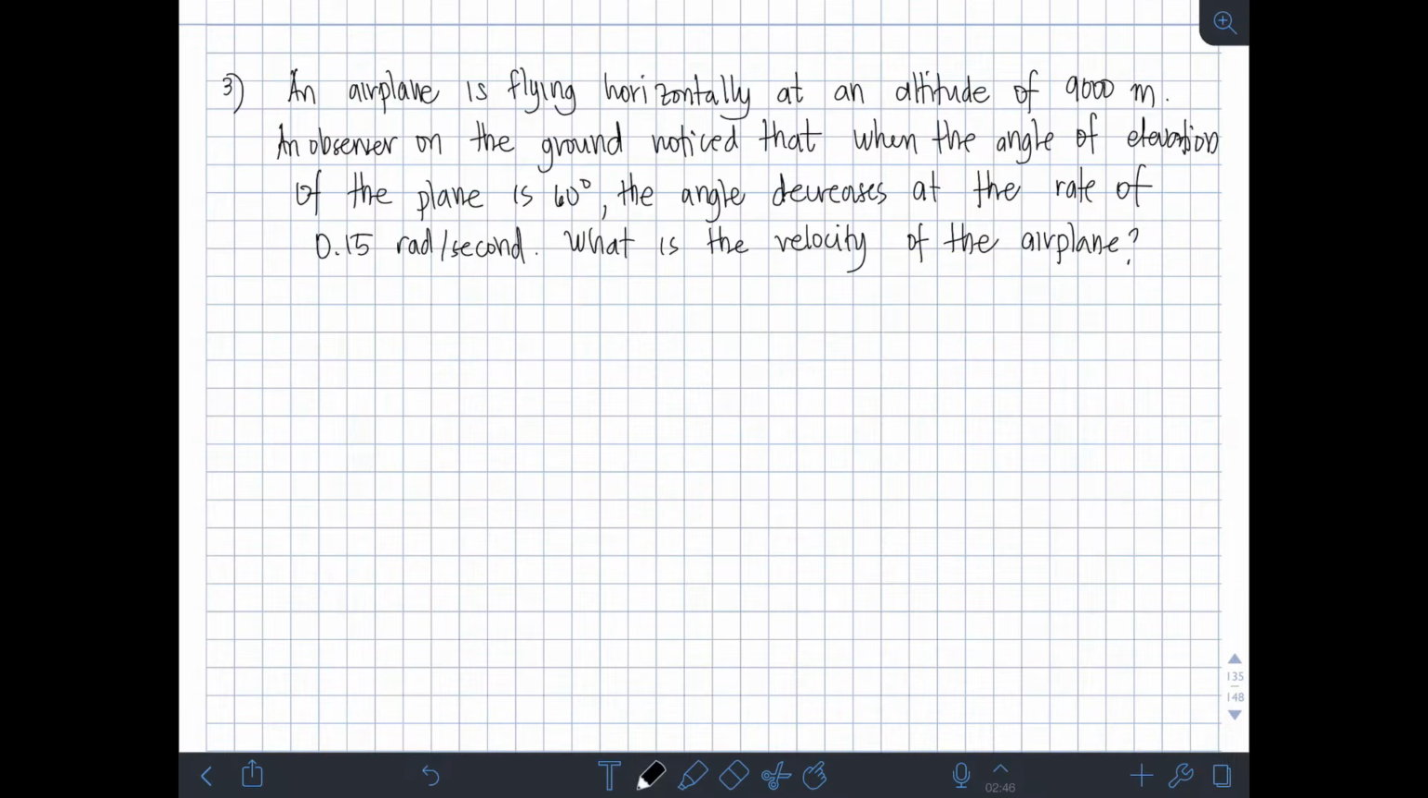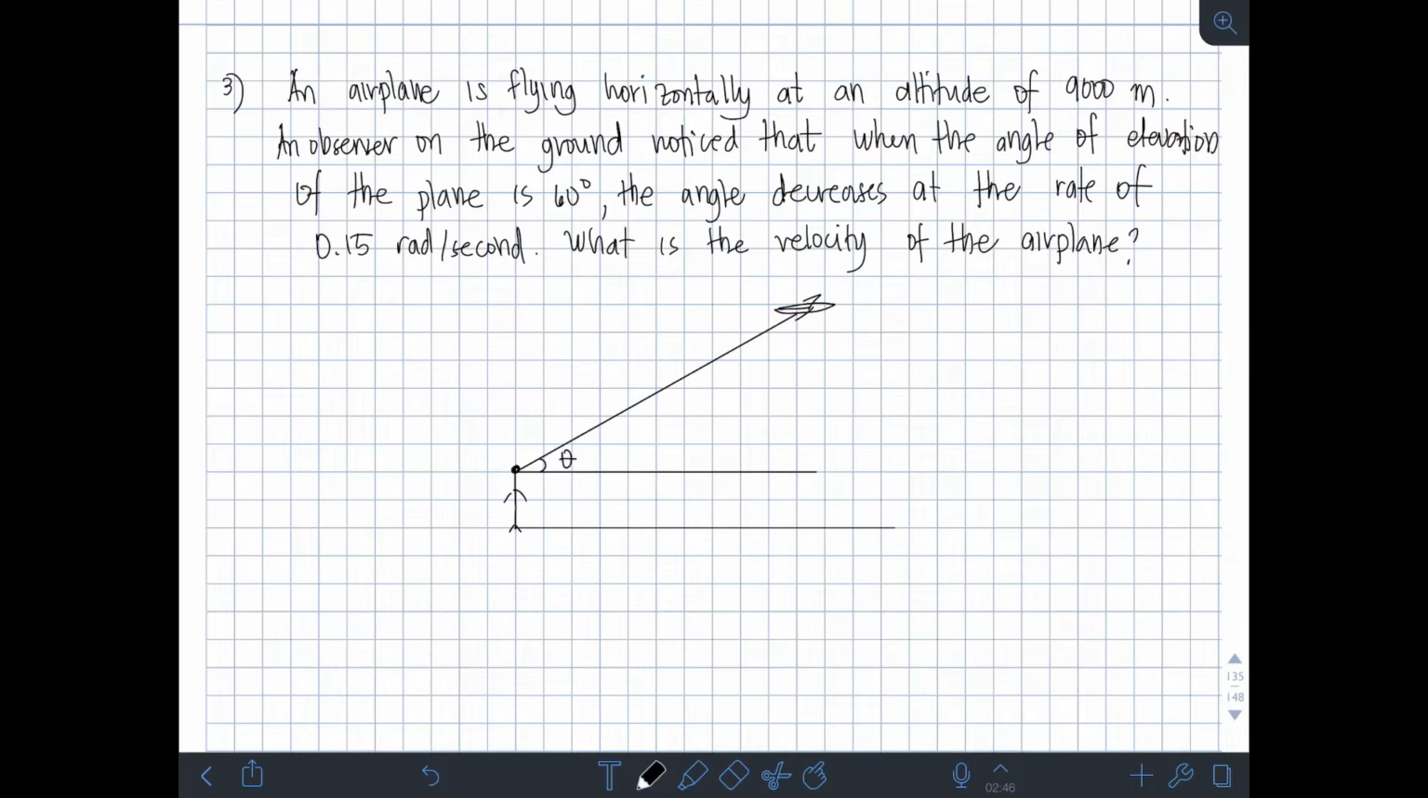Okay, sige, drawing natin. So, let's say, meron tayong ground, tapos meron tayong tao na nag-observe doon sa airplane from the ground. So, let's say, ito yung airplane, nasa taas siya. Kunyari lang. Tapos, ito yung kanyang line of sight. Tapos, yung angle of elevation daw. So, bale, kung ito yung horizontal natin, dun sa line of sight, ito yung angle of elevation.